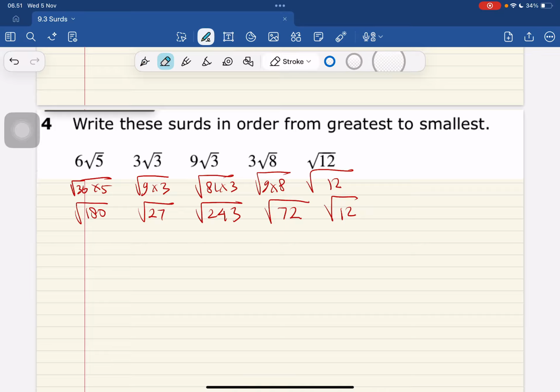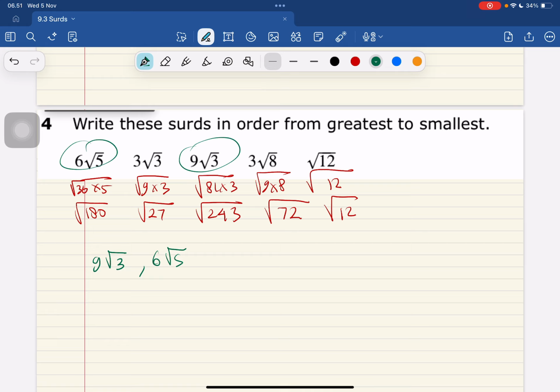So the greatest first is, sorry, I missed. Okay, here first, 9, sorry, not point, 9 square root of 3. And then the second here is 6 square root of 5. Then we got 3 square root of 8. And we got 3 square root of 3. And the last is square root of 12. Greatest to the smallest.